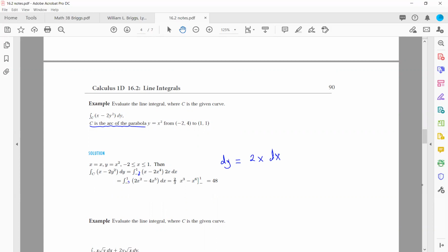Very well, x ranges between -2 and 1, and here you have a nice function. You distribute 2x into parentheses, you get 2x squared minus 4x to the fifth. Then you take the integral and plug in 1, then plug in -2, and the final answer is 48.